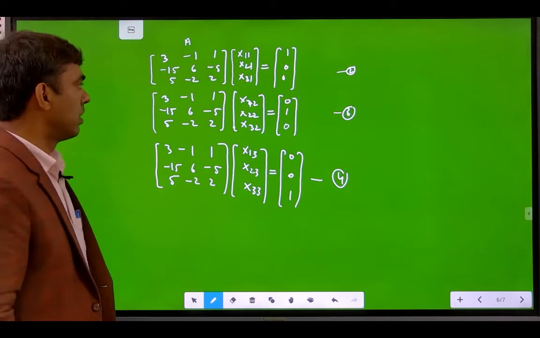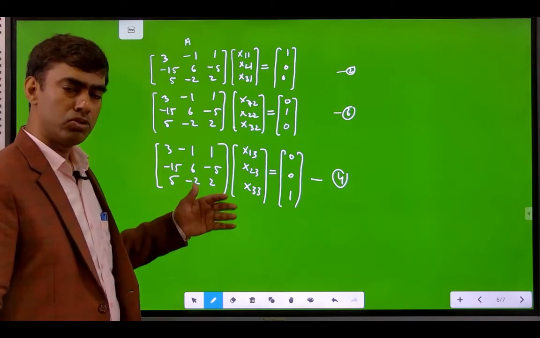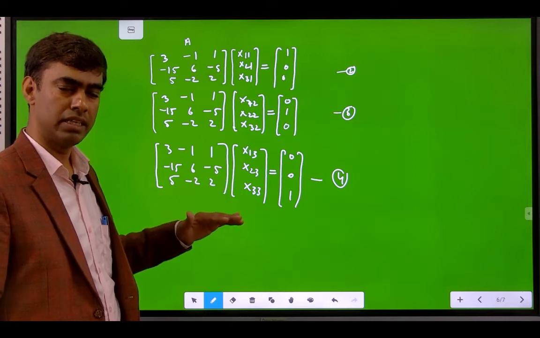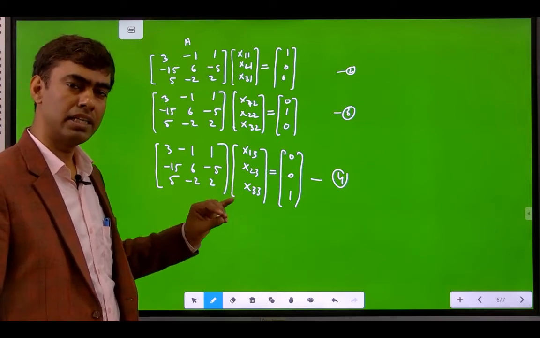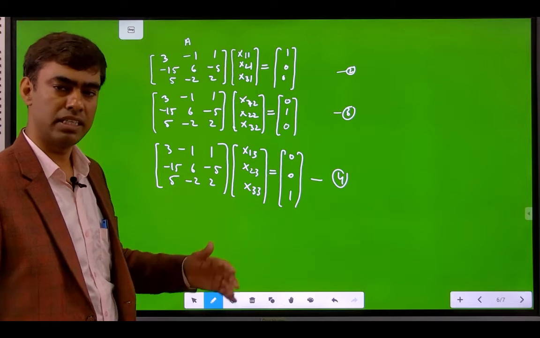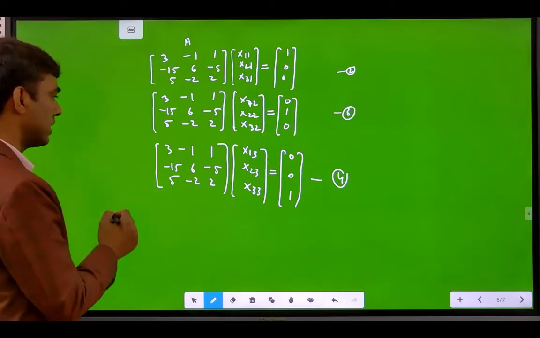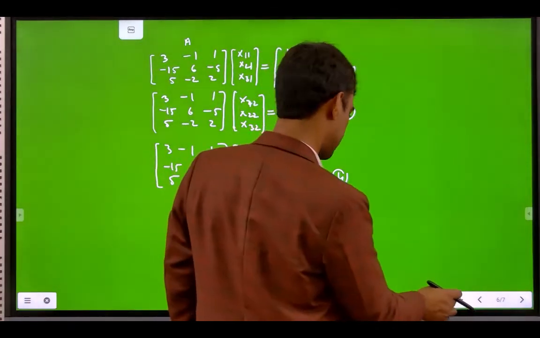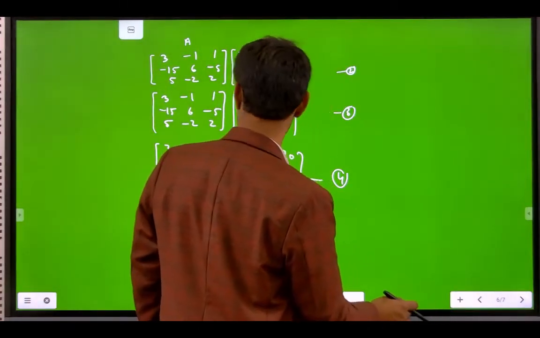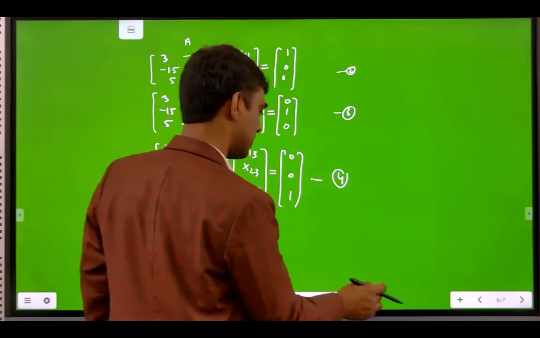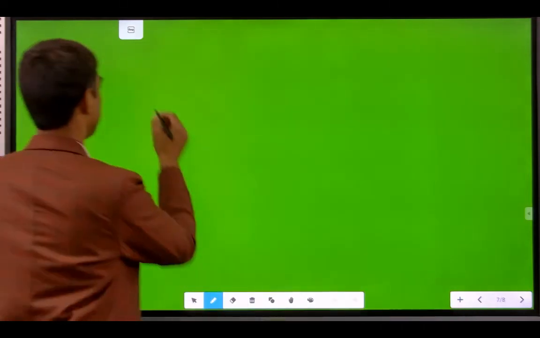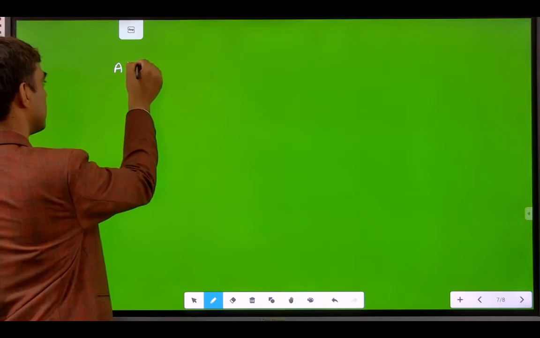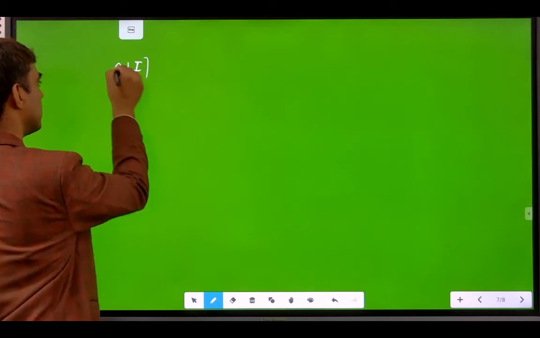So rather than solving separately, we try to solve simultaneously by writing the augmented system. So what is the augmented system? In the next page we write the augmented system. The augmented system is [A | I].